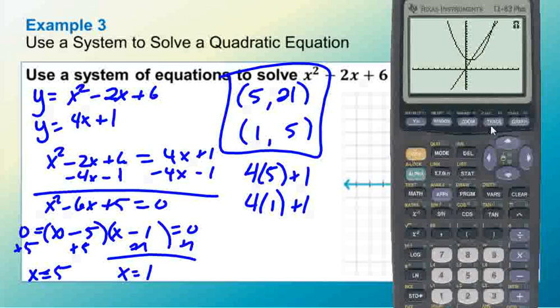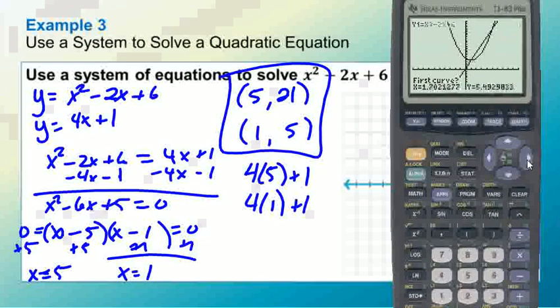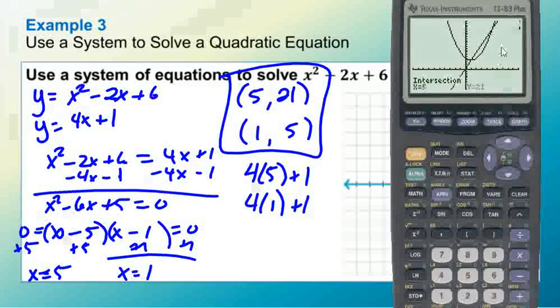So I'm going to do second, trace, intersect number 5, enter, enter, enter. Tells me this place is 1, 5, which we have. To find the other one, hit second, trace, number 5, intersect. Now I gotta go higher up, closer to this point. Hit enter again, enter a third time, and it'll say it crosses here at 5, 21, which is what we have here.